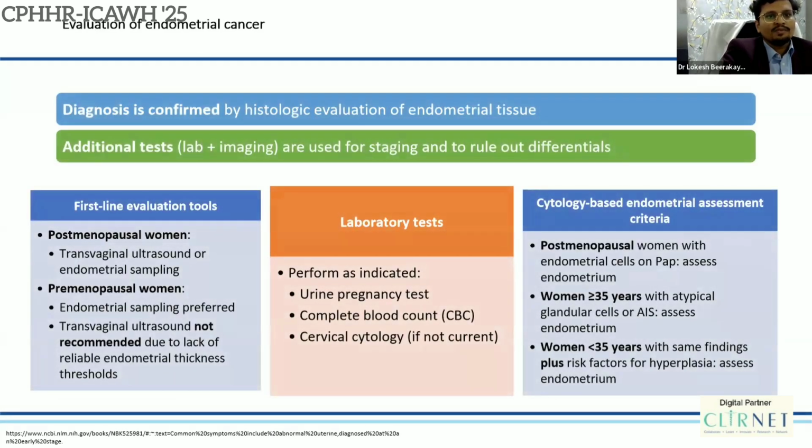Diagnosis is confirmed by histological evaluation of endometrial tissue. Additional tests like lab tests and imaging are used for staging and to rule out other differentials. So these are the first line laboratory tests and the cytology-based endometrial assessment criteria we normally look for.